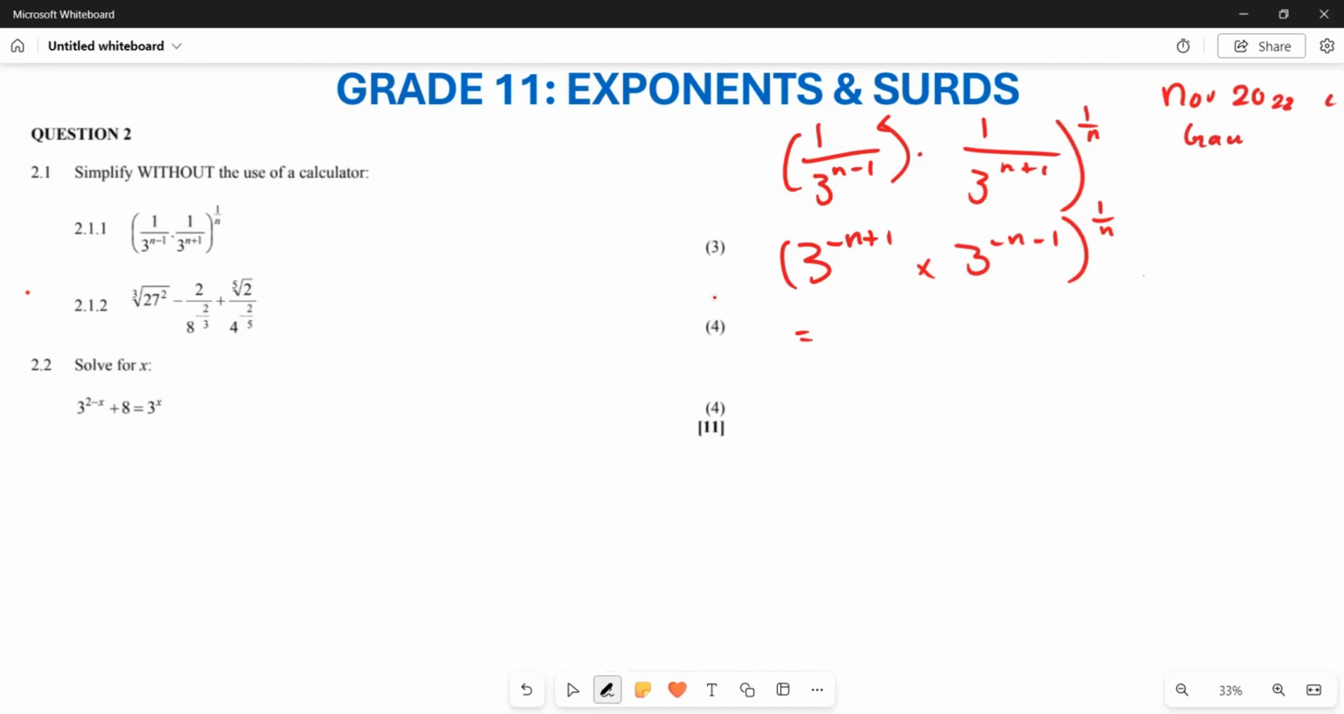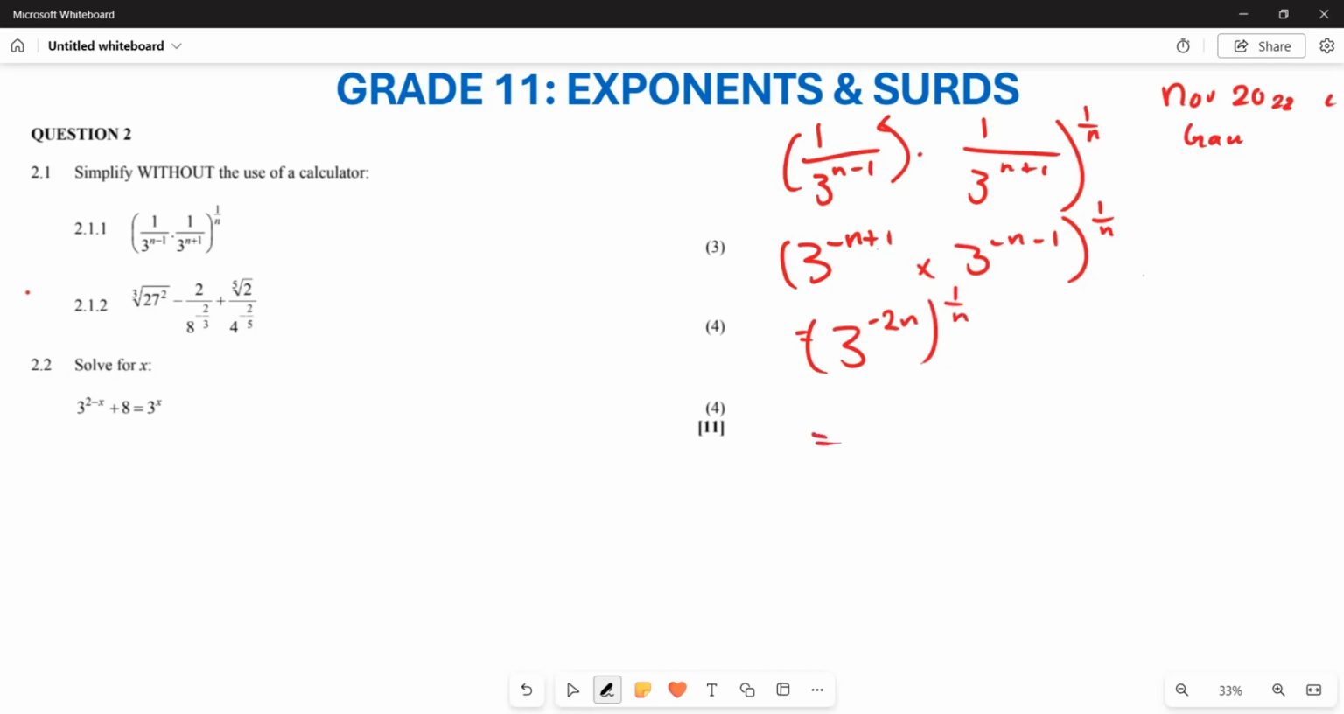So which means this is going to be 3 to the power of negative n plus negative n, which is the same as negative 2n. And then negative 1 plus 1, this is going to be the same as 0, right? So basically here, this is going to be to the power of negative 2n, all to the power of 1 over n.